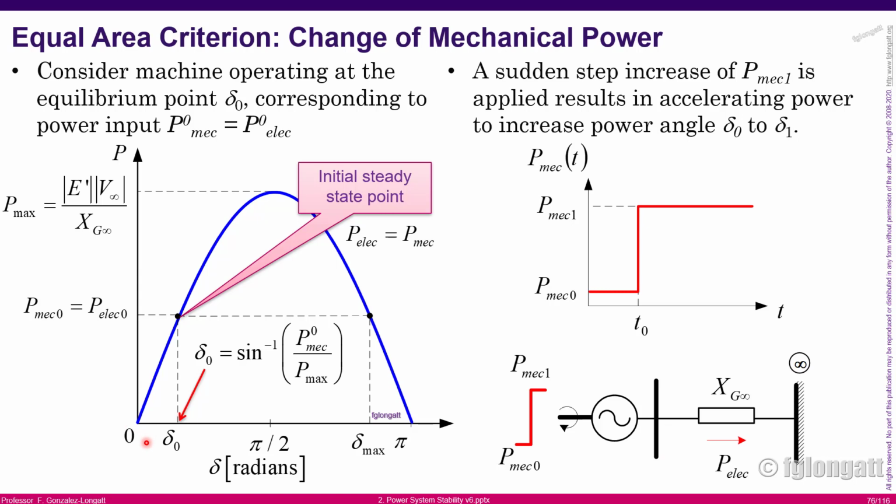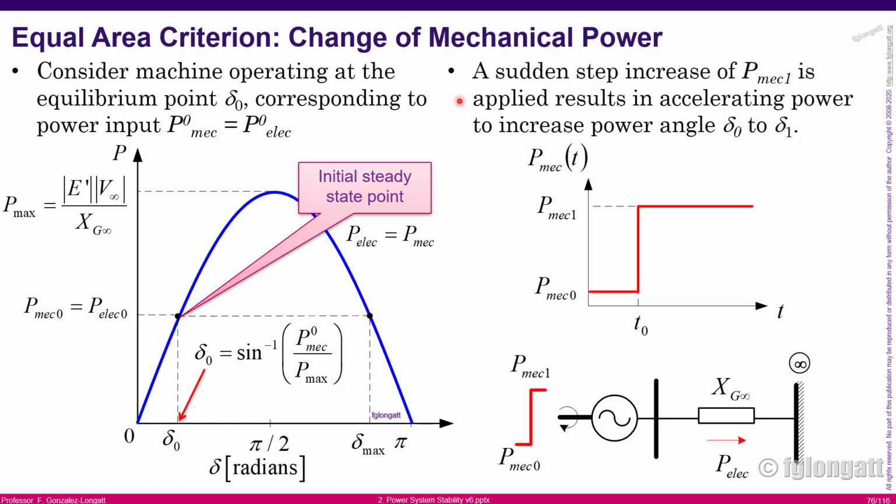Using the steady state or pre-fault conditions, you can identify the value of delta zero. That is the initial state point. That is the initial equilibrium point. And now let's do the following. I will start with a very basic but very illustrative disturbance. What we will do right now is a basic disturbance.